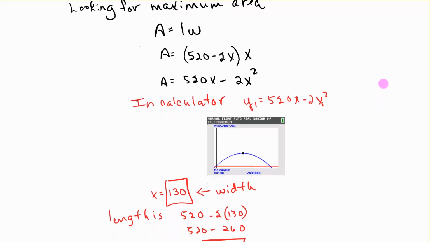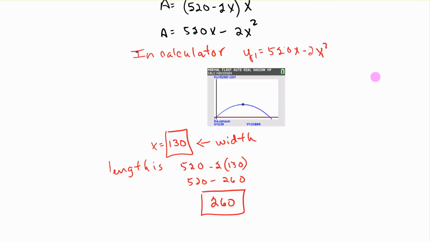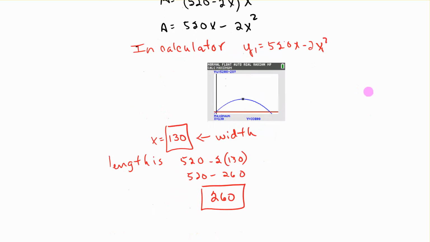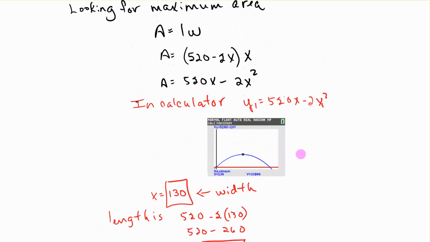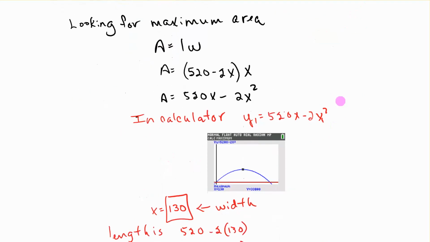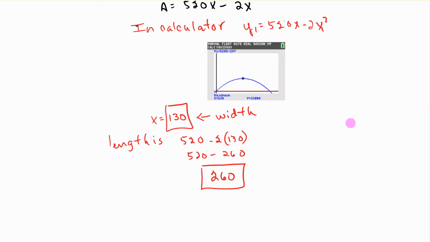If we do that in the calculator, we're going to put it in, and you may have to do a zoom 0 to get a picture and maybe adjust your window. When we find the max of that, the x part is 130, which is the width. The maximum area is up here. The length, we said, if you go back up to our picture, is 520 minus 2x. So 520 minus 2 times 130 is 260. So we were asked the width and the length. And so width was 130, length was 260.